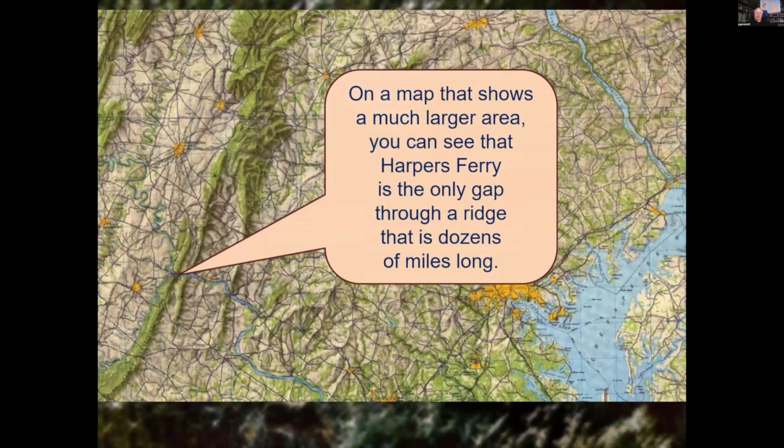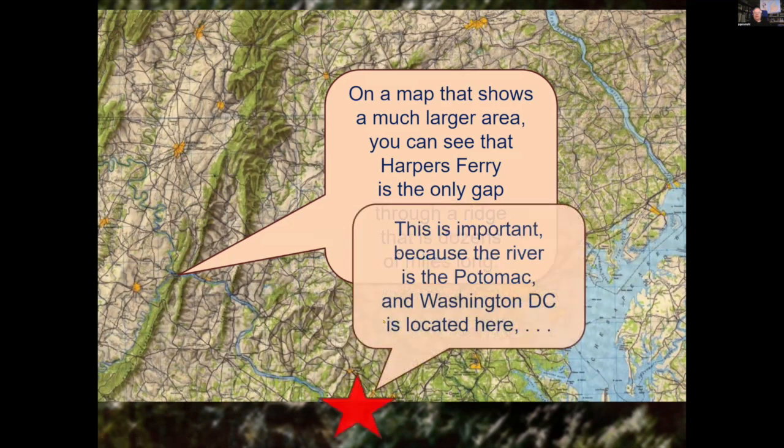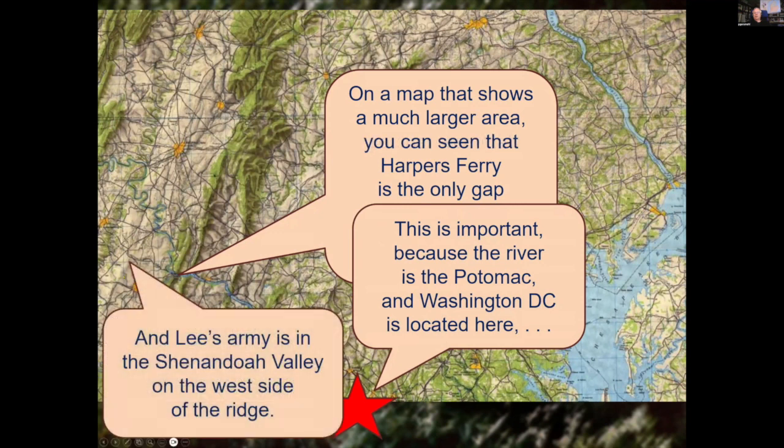If we back up a little bit further and take a look at a much larger area, you can see that Harpers Ferry is the only gap through a ridge that is almost 60 miles long. And that shows up to be pretty important during Civil War times because Washington, D.C. was right here. The Potomac River goes up, and Robert E. Lee's army was in the Shenandoah Valley on the other side of that long ridge.